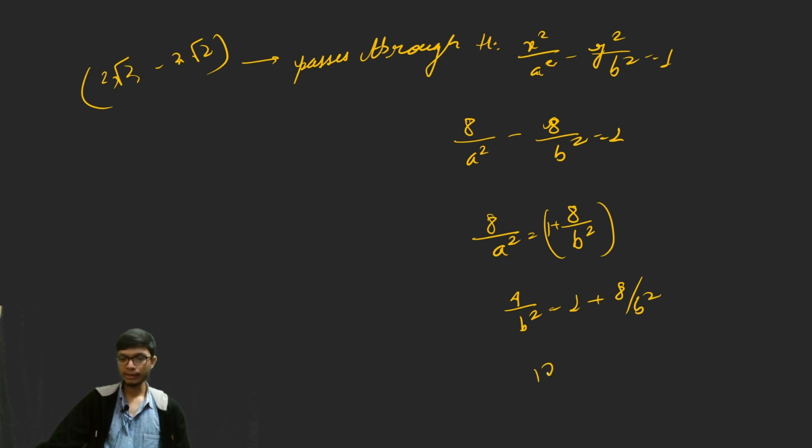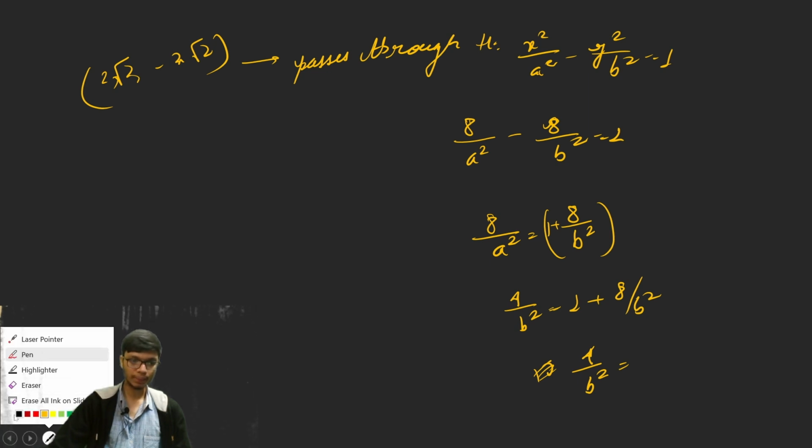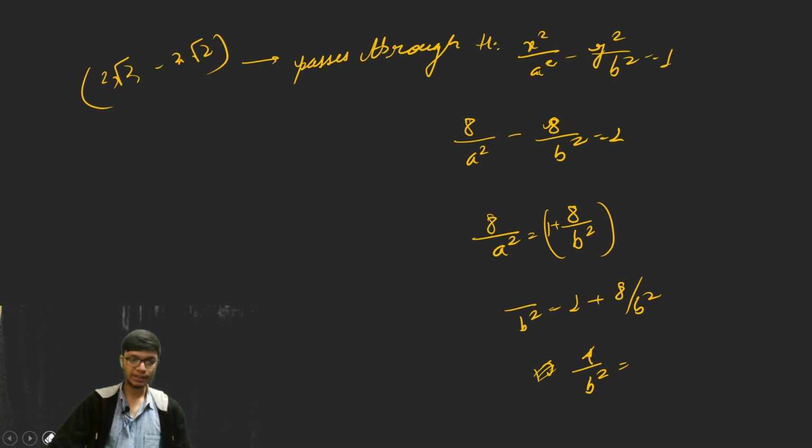From here, if I simplify, you will get the result. Sorry, a square is basically 1 by 2 times b square. So this will be 16 times b square. From here the result will be 8 times b square is equal to 1. So the b square value will be equal to 8. If b square value is equal to 8, a square will be equal to half times the b square value, that is basically 4.